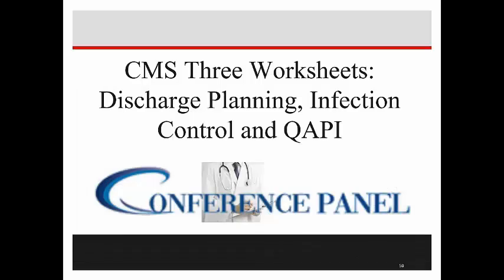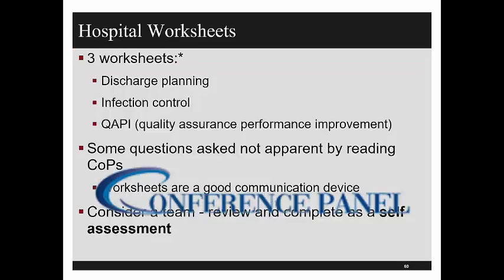So let's switch over to some information you can use in your hospital, and that is the 3 worksheets. There are 3 of them. Discharge planning, by the way, that's 49 pages long. Infection control, QAPI, quality assurance, performance improvement. You may go by PI, however you wish to use it.